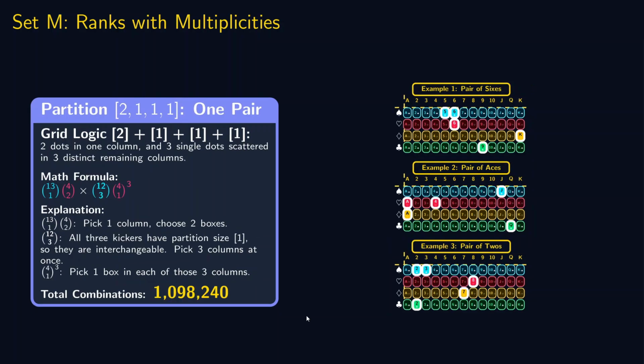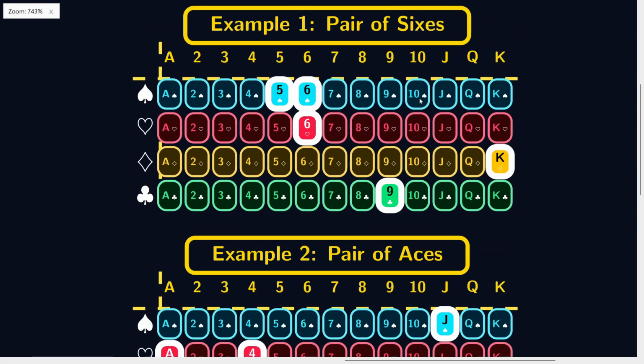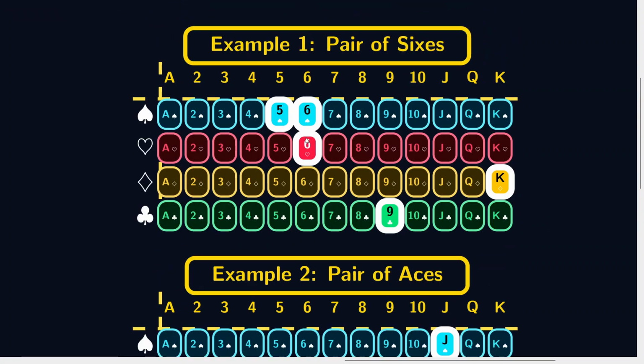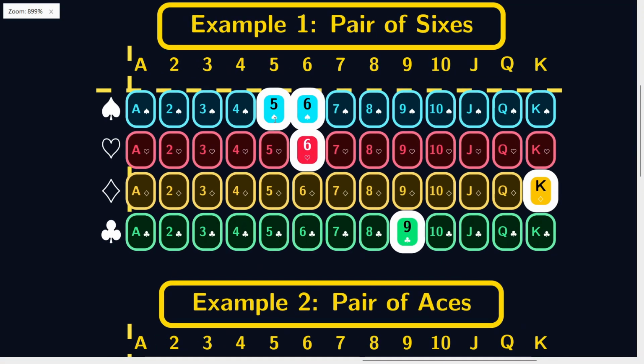We write it as 2 plus 1 plus 1 plus 1. This is the one-pair hand. In the grid, this hand uses 4 separate columns. One column has exactly 2 of its 4 boxes filled. That is the pair. Each of the remaining 3 columns has exactly 1 box filled. So what you see in the grid is one column with a pair of dots, and then 3 separate columns each carrying a single isolated dot. One column of 2 and 3 columns of 1. Those 3 single dot columns are all kicker cards.